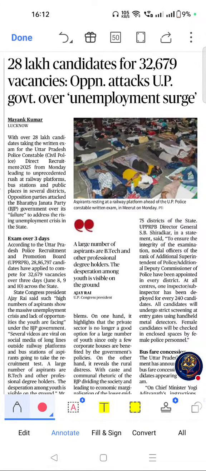This is the important article from this page, page number 6. 28 lakh candidates for 32,679 vacancies. Opposition attacks UP government over unemployment surge. If you see the importance of this topic, unemployment is a core UPSC economy topic.